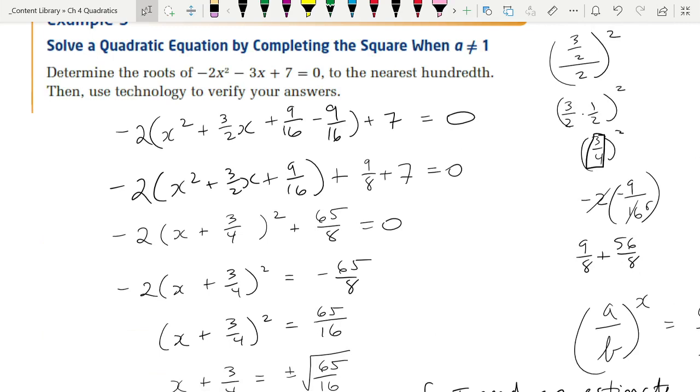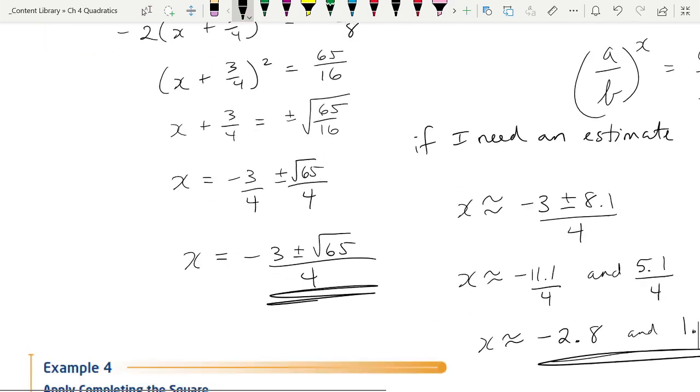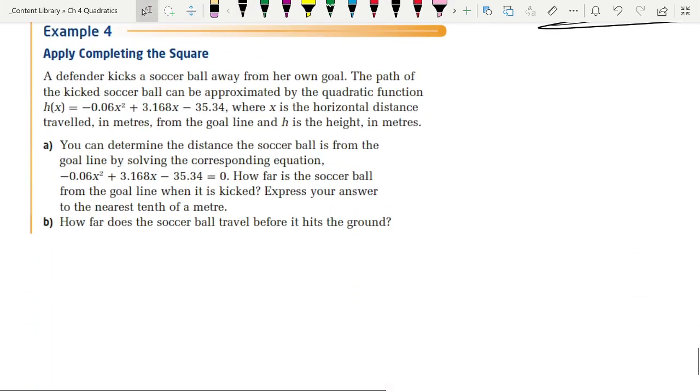But this was a fairly easy one, really, compared to the one we're about to do, because these are fairly friendly numbers, right? Eighths, sixteenths. Those aren't the ugliest fractions in the world. Look at the numbers we're dealing with now. Nasty decimals. We're going to need calculator help for this one.